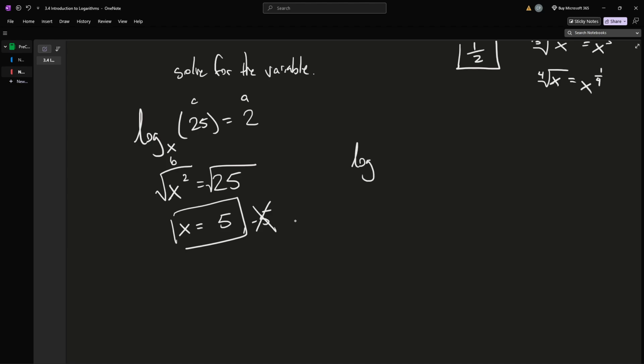Log base x of square root of e equals 1/2. B, C, and A. So x to the 1/2 power equals square root of e. We learned before that the 1/2 power is square root. So x to the 1/2 power equals e to the 1/2 power. And this, we can get rid of the exponents, so x equals e. We'll learn about e next class as well.